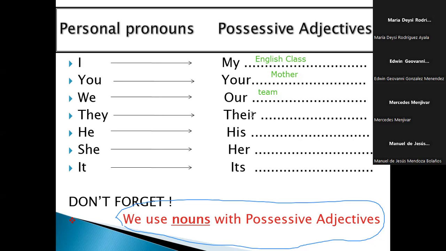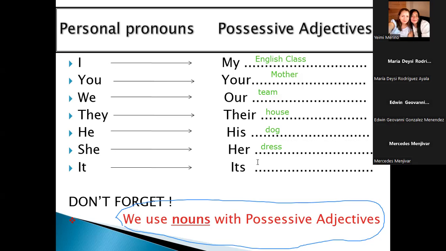Their what? Tell me something. Their house. Their house, thank you so much, I appreciate it. His what? Whatever. His dog. His dog, okay, good one. Her what? Her dress. Her dress, awesome, I like it. Its what? Its house. Its house, okay, like the little dog's, right? Its house, where the dog sleeps, awesome, nice.